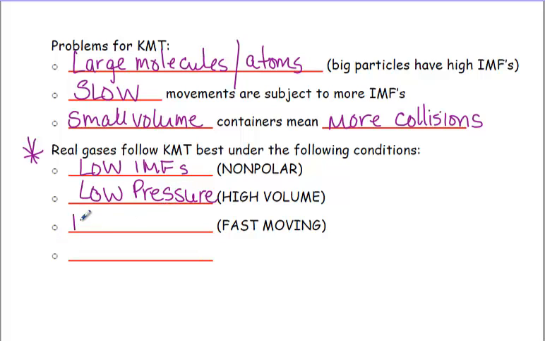Fast moving generally will mean that there's high temperature. Okay, when you increase the temp, everything moves a lot faster. You get hot and it starts to speed up. Okay, and then finally, small size. This is what we need for a gas to follow the KMT.